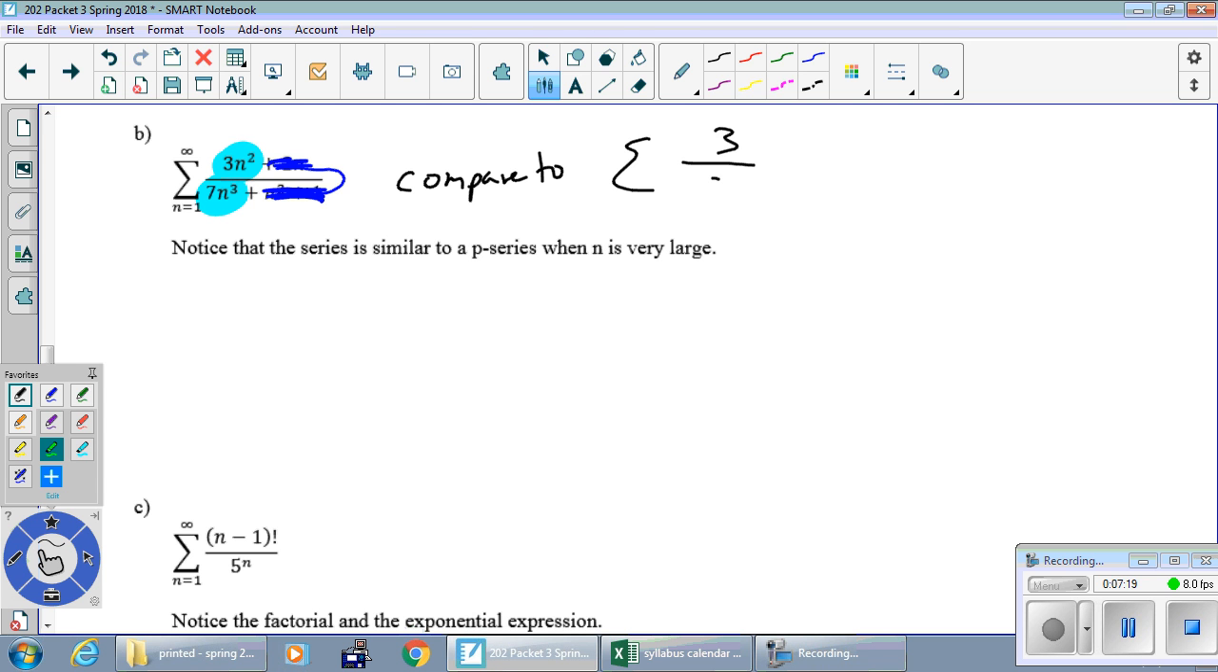Summation 3 over 7n. And in fact, when I do the limit comparison test, I actually ignore even the 3 and the 7. And so I'm going to cross that off and say, let's just compare to 1 over n. The only thing that matters is the power on that n. The 3 and the 7 are going to be inconsequential. So we'll just compare to 1 over n. And let's go ahead and start our limit comparison test.